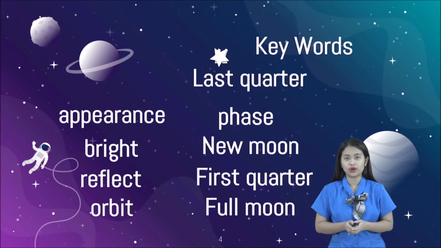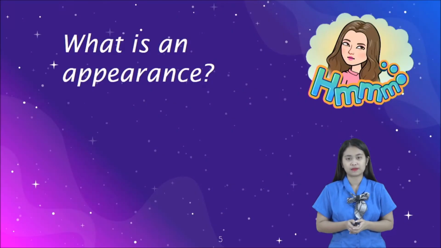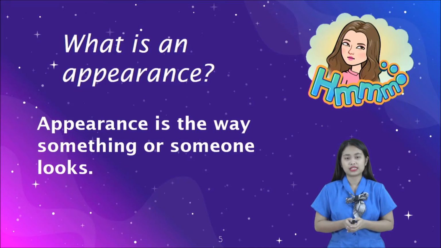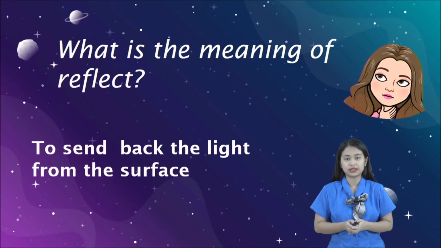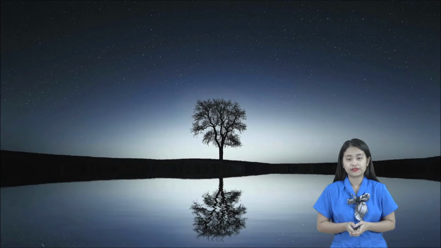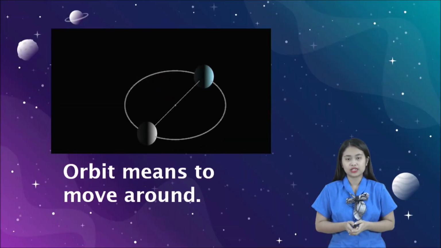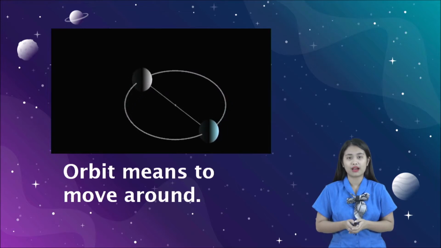Now let us define them one by one. First is appearance. What is an appearance? It is the way something or someone looks. Next is reflect. When we say reflect, it is to send back the light from the surface. As an example of reflect, we have this picture. As you can see, the tree is reflected in the water. Next is orbit. When we say orbit, it means to move around an object.